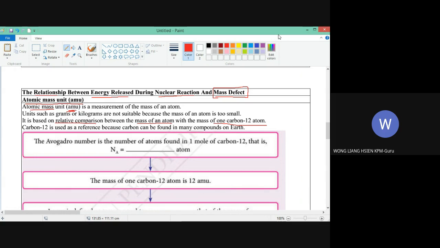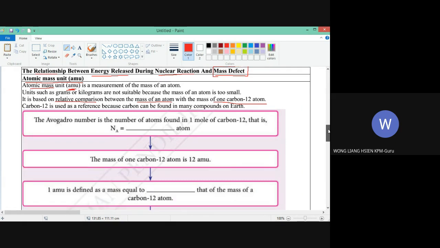We use the mass of a carbon-12 atom as a ruler, as a comparison to compare the mass of different atoms. Carbon-12 is used as a reference because carbon can be found in many components on Earth. Carbon is very commonly found, all over the Earth. So we use the carbon-12 atom as the unit of reference.